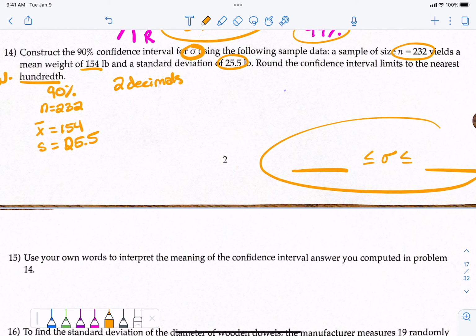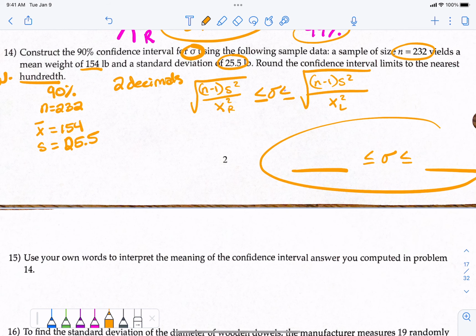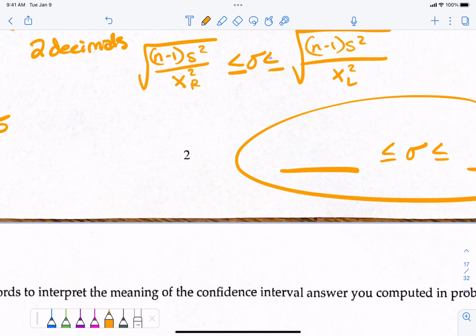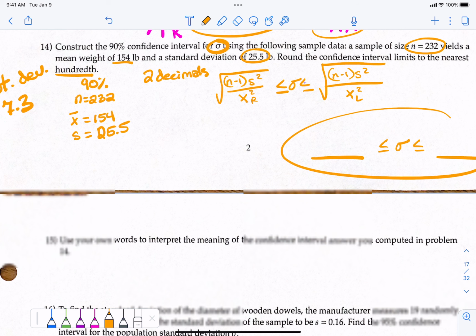Now, the formula for standard deviation is not the E. It's not finding the error and adding and subtracting it. It's a different formula. Do you have your paper filled out? It's the square root of n minus 1 times s squared over chi-squared right. What happens if your n is too high that you can't find it on the chart? We'll discuss that.